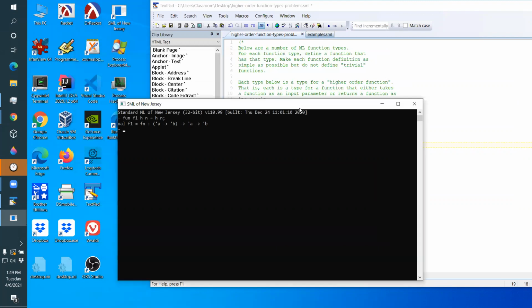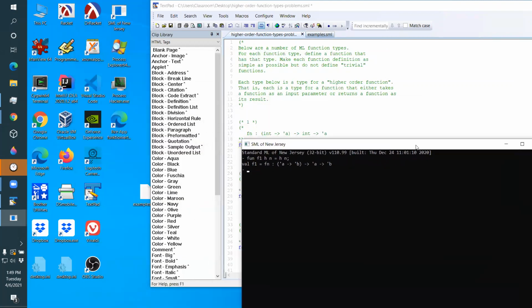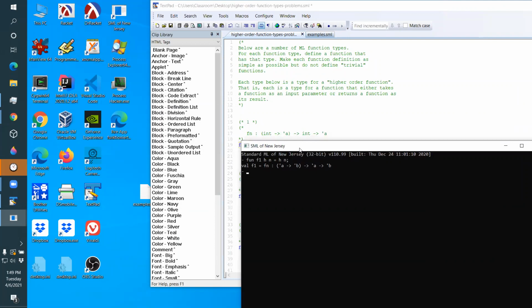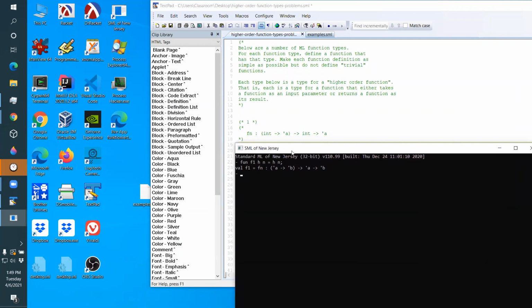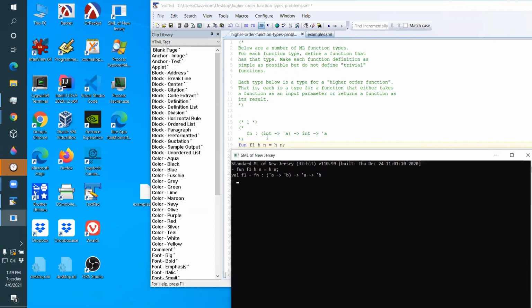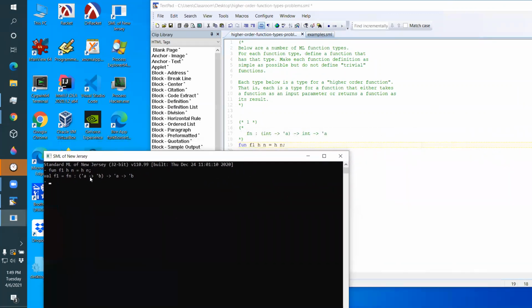Okay, now see, that has the type I wanted. Oh, it actually is more general than what I wanted. Notice I got a function from A to B, takes in an A and gives me out B.